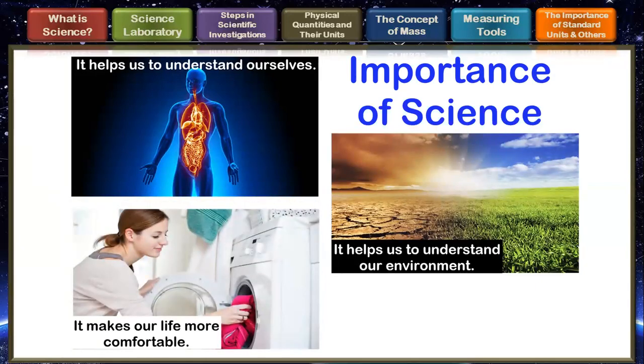It makes our life more comfortable. Everything that you see around your house, all those appliances, equipment, we use them daily and they help us a lot. They make our life easier. And most of all, they make things faster, work faster. Science is very important because without science, we will not be able to create things like those. So those are some of the importance of science.